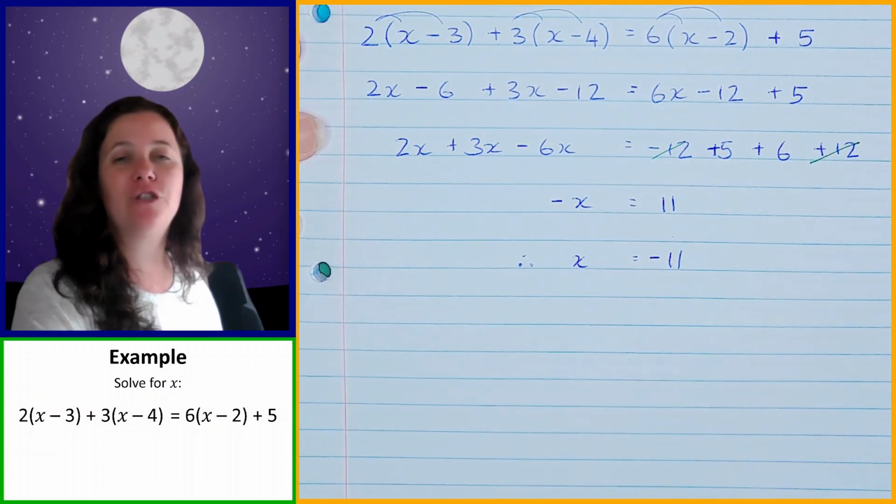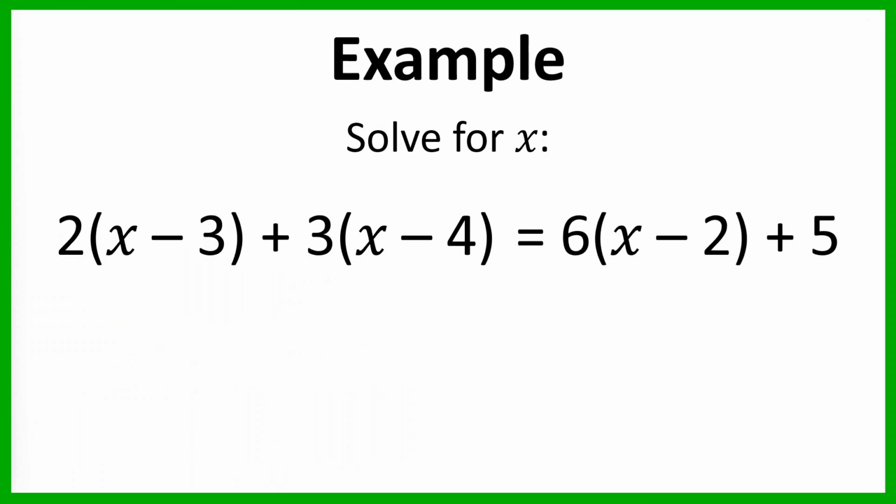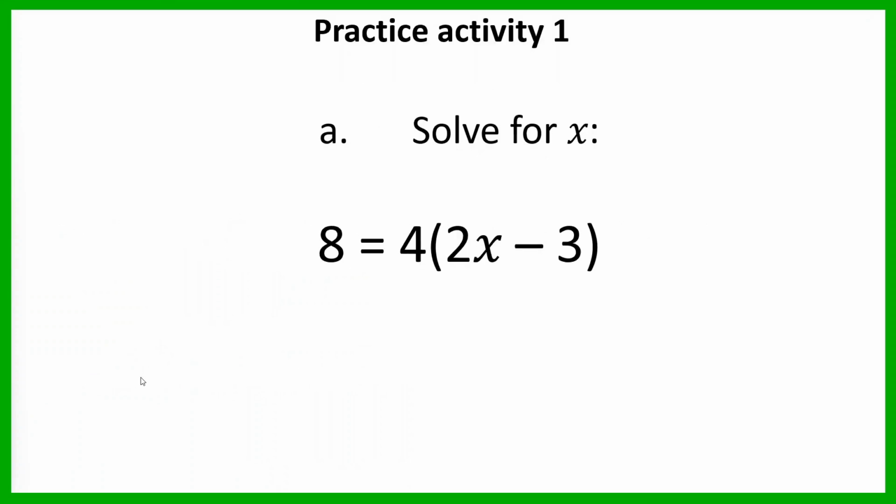Okay, so now I'm going to give you a few that you're going to do for yourself. Here's the first one that you're going to do. You've got 8 equal to 4 multiplied by (2x minus 3) in brackets. I'm going to give you 1 minute to solve this equation.